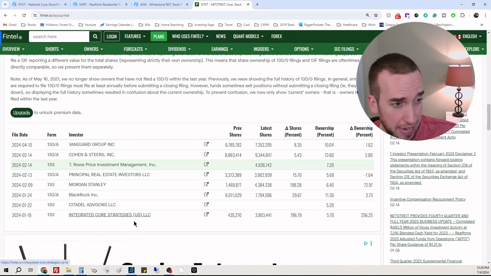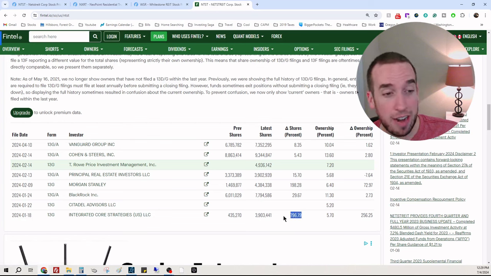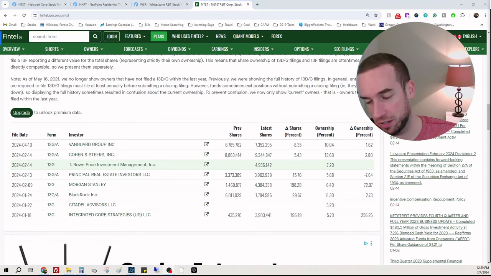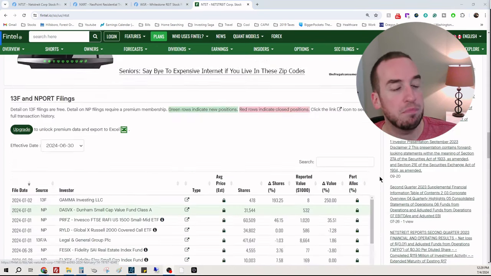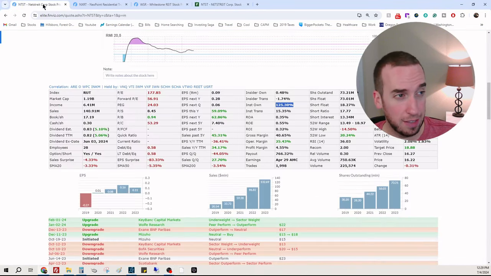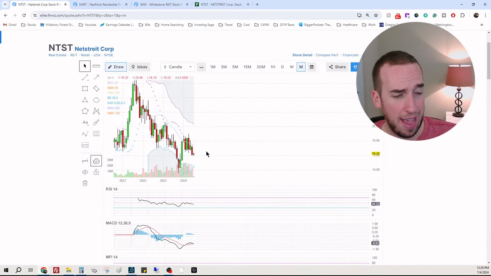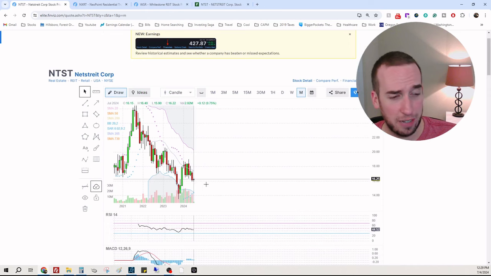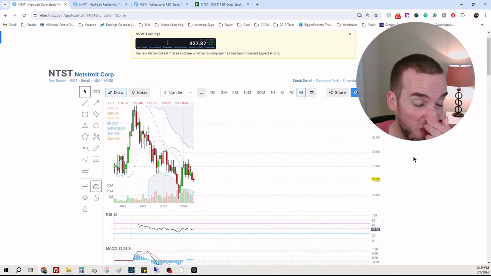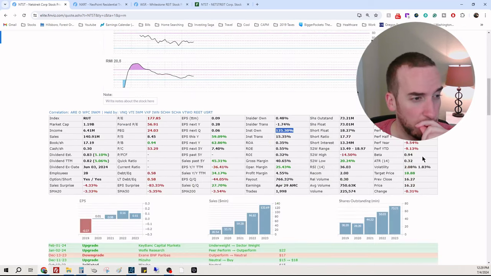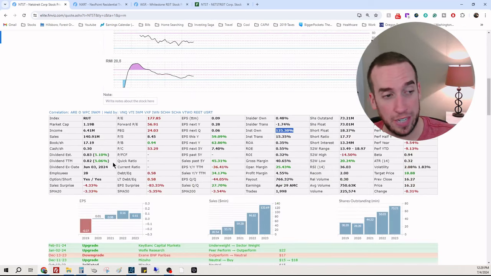Oh my gosh, look at Integrated Core Strategies, 790% increase. They went from 435,000 shares to 3.9 million shares. Holy bonanza. And the stock is still trading on the low. Wow. And they offer a beautiful dividend.